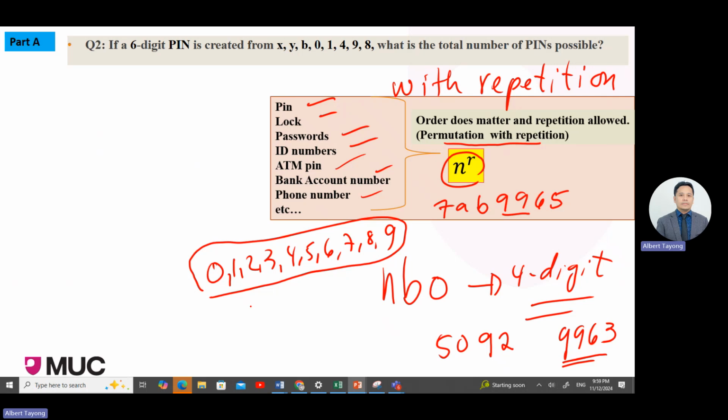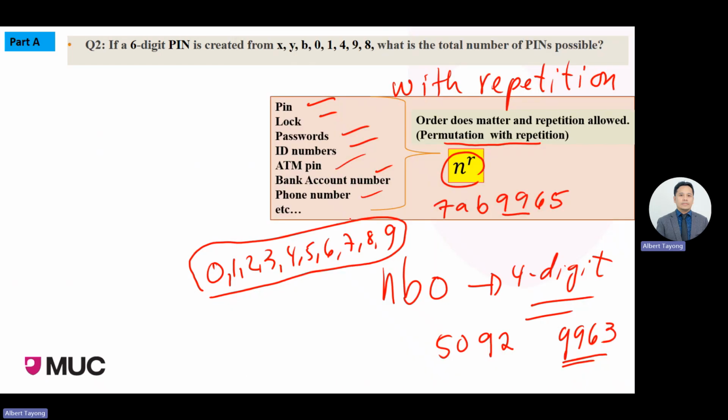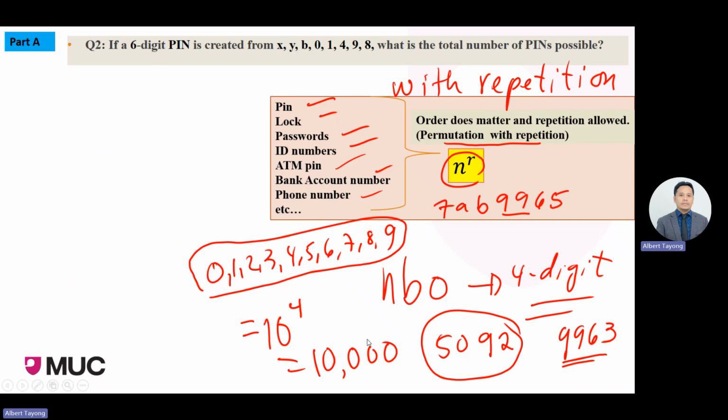That's why we call this the decimal number system, because we have base 10. So using the formula, the answer here will be 10 raised to the power of 4. So there are actually 10,000 possibilities. That's why banks are very confident that the OTP is safe, because every time we generate an OTP, there are actually 10,000 possible outcomes there.